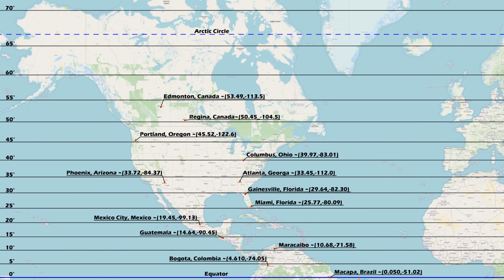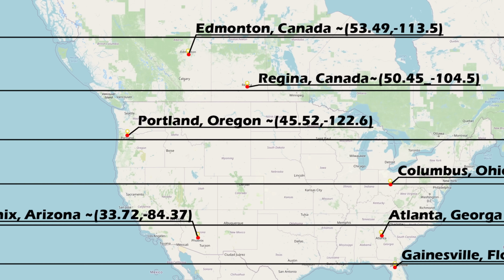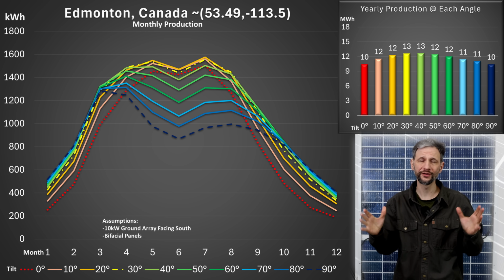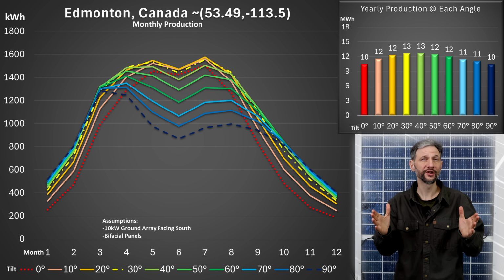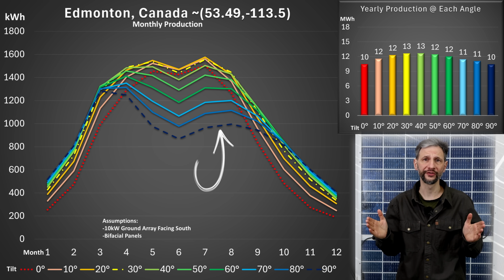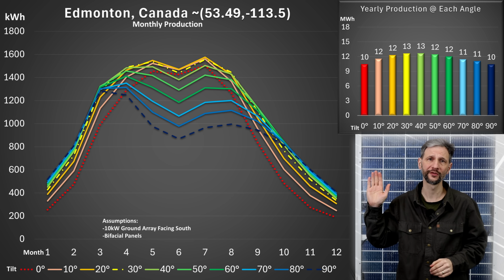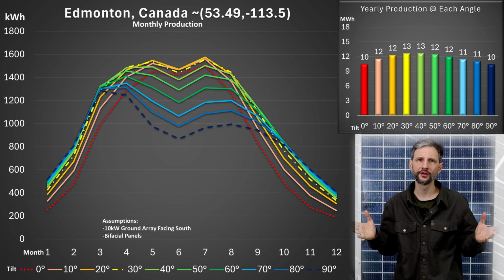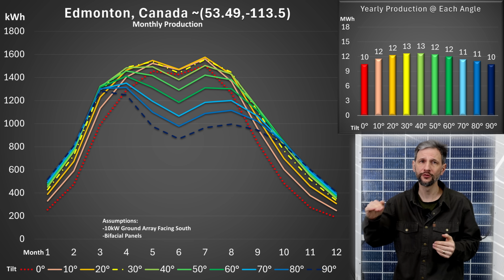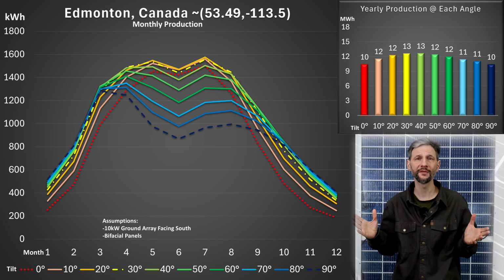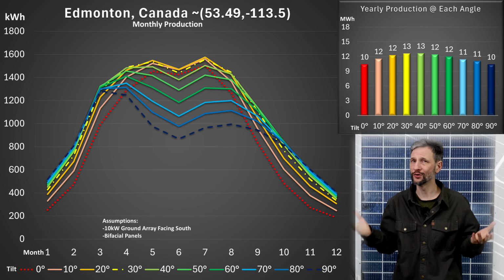Moving further north into Canada at nearly 55 degrees latitude, the angles are all starting to merge together. It starts to become easy to justify a vertical system to avoid winter losses from snow coverage. Likely summer power consumption is low since you don't need a lot of cooling energy, so there is no need to maximize summer production like you would in the south.